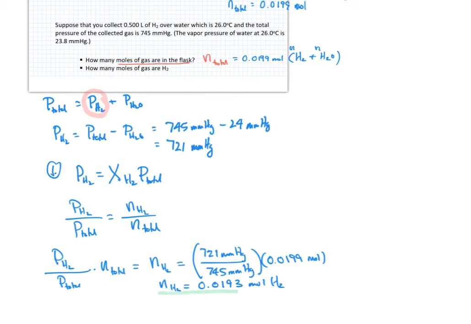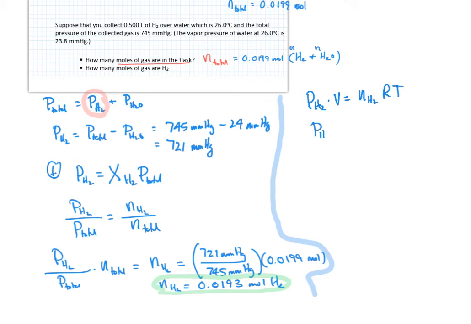Okay? That's the first method we can use for finding the number of moles of hydrogen given this problem. But some of you may not have done it this way, and that's okay, because there's actually a second way that you can do it. And actually this might be the one that was more popular. So we could do this: P hydrogen times V equals N hydrogen RT. So P hydrogen times V over RT is equal to N hydrogen.